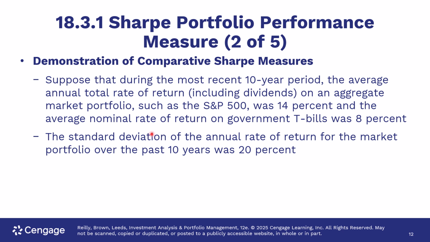And they tell us the nominal rate of return on government T-bills. That's going to be RFR bar, bar is on top, is 8%. Standard deviation of the market portfolio, that's going to be sigma sub M, was 20%. So they're giving us the market information here and the risk-free information.